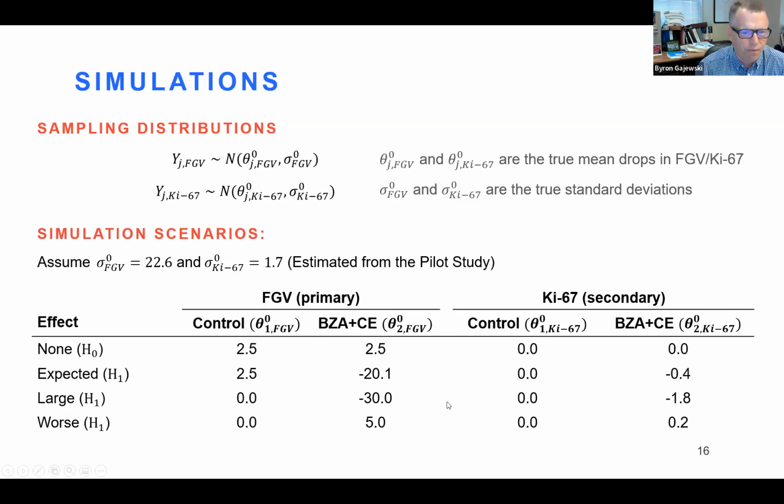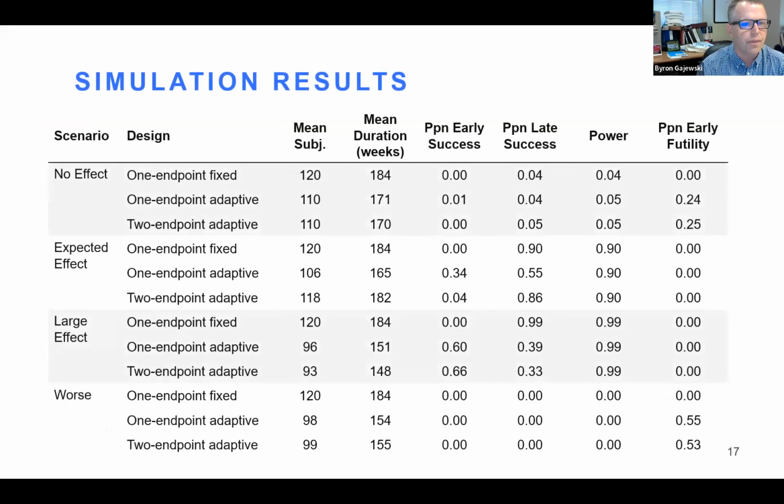We have a large effect. And then we also have a case where actually BZA plus CE is worse. This will really give us a good idea how well our futility rule works in stopping the trial. Okay, so now we're ready to move forward with the simulations.